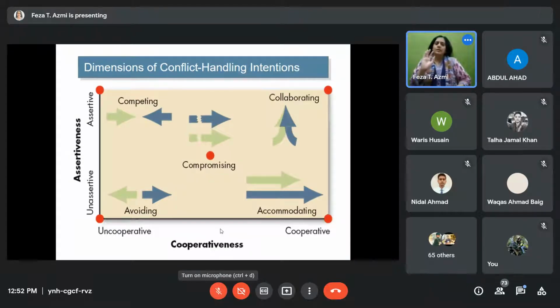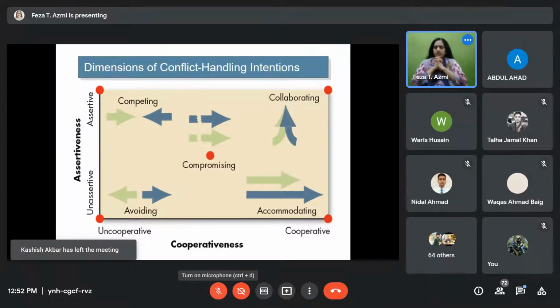Now, is this okay? Is this an okay strategy? What is the problem with this strategy? Or is it fine? We should always collaborate. Is it okay? Answer me. Ma'am, it depends upon the situation. Everything depends on the situation. So what is that situation? Collaboration appears to be an okay strategy, right? What is the problem with collaboration?